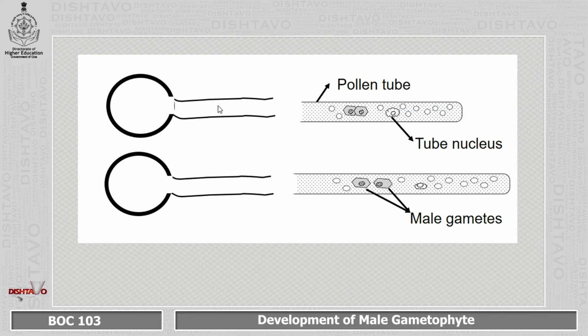Once it has fallen onto the stigmatic surface, this pollen grain will start germinating. Here is the pollen tube, which has the male gametes and also a tube nucleus. As time proceeds, the pollen tube will enlarge and go on increasing in size, and the male gametes will approach closer and closer to the ovule for fertilization.